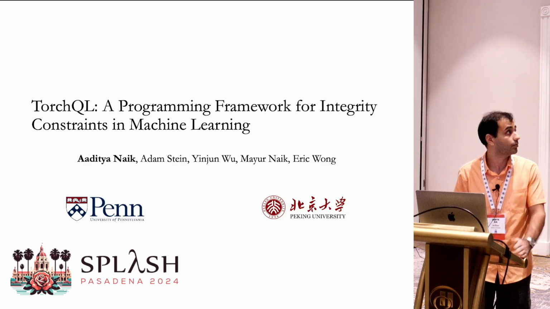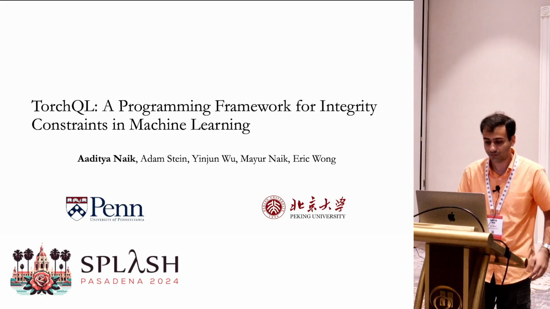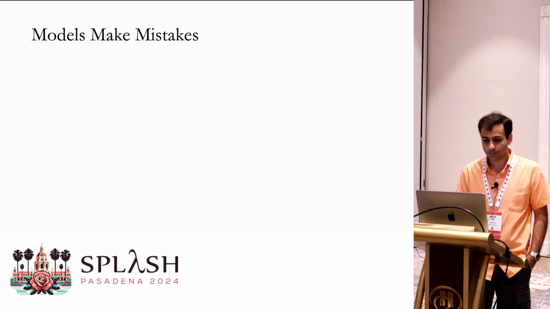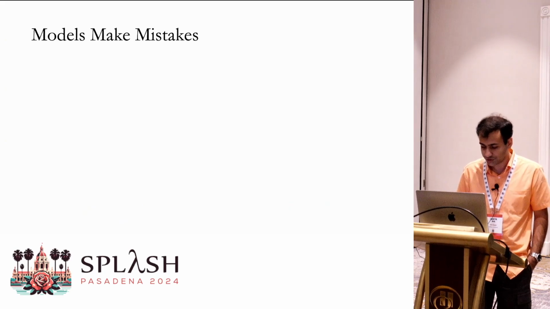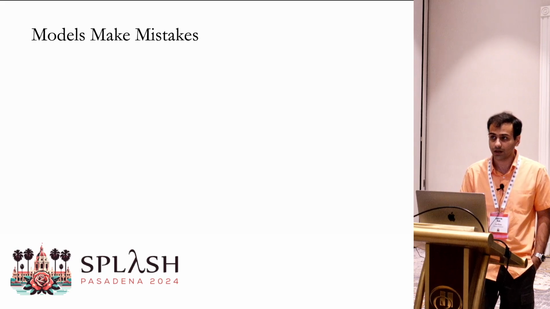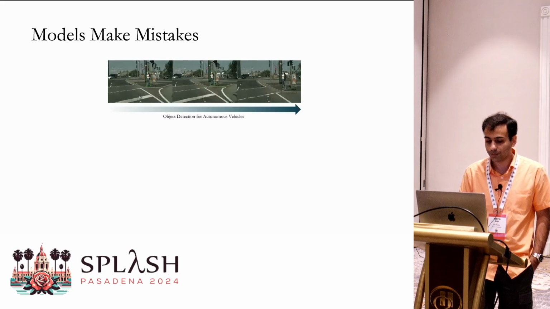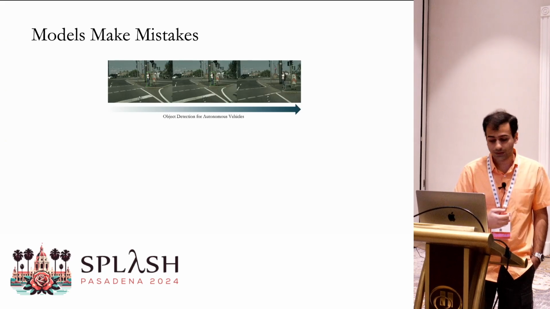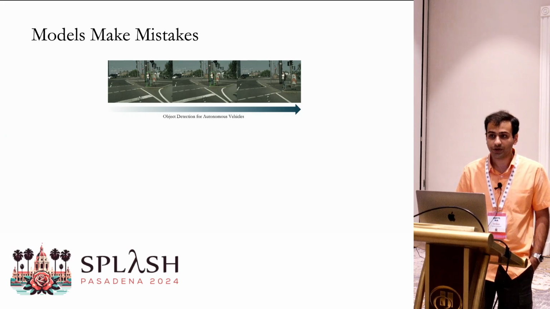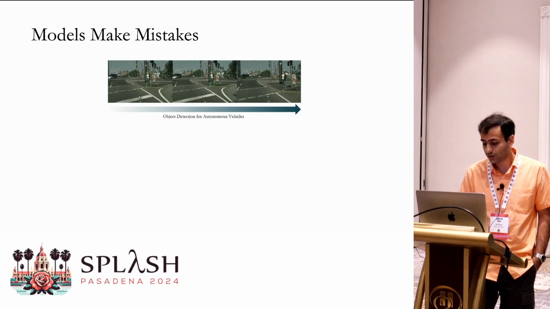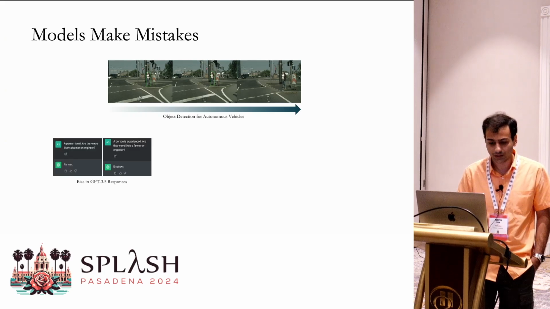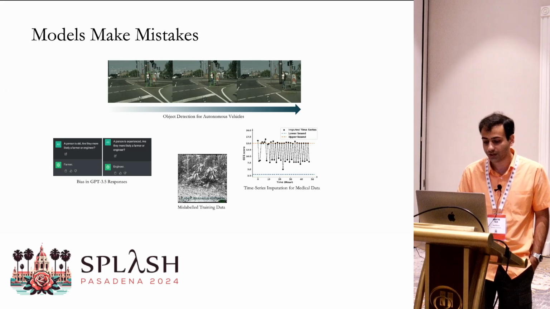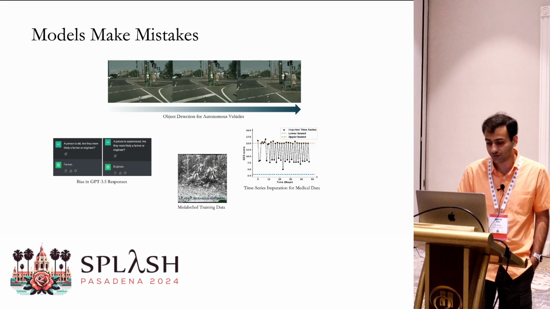I'll be talking about TorchQL, which is a programming framework for integrating constraints in machine learning. So as we all know, machine learning models make a ton of mistakes, and they can range from things that are a bit more critical, like in this case where a person is not being detected by an autonomous vehicle, to things a bit more benign like bias in GPT 3.5, few mislabeled training data, and imputation errors in medical data.